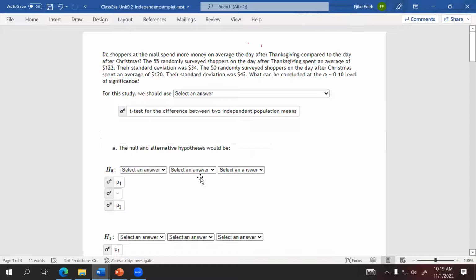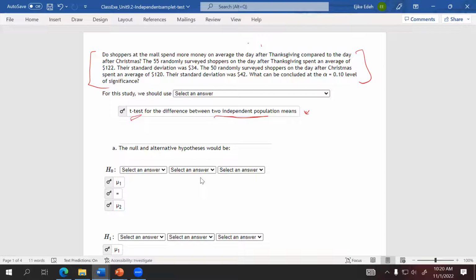So let's look at the first question. It says, for this study, we should use... okay, so you want to drop down this arrow and there are a couple of scenarios. Based on what you did here, you should be able to pick up the right one, right? So here we know that these are different, there is a t-test between 2 independent populations, because we know that those 2 groups are totally different from each other, okay?